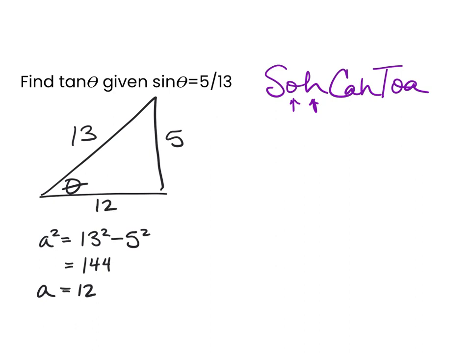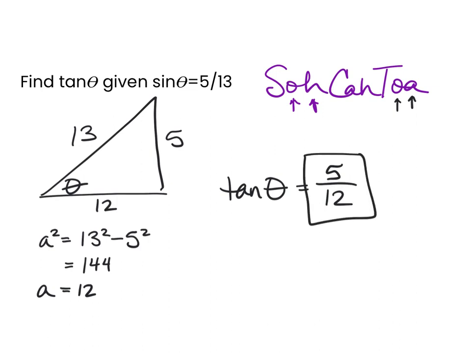So if I wanted to find tangent, tangent is just the opposite over the adjacent. So the tangent of theta should be equal to the opposite side length, 5, over the adjacent side length, 12. 5 over 12.